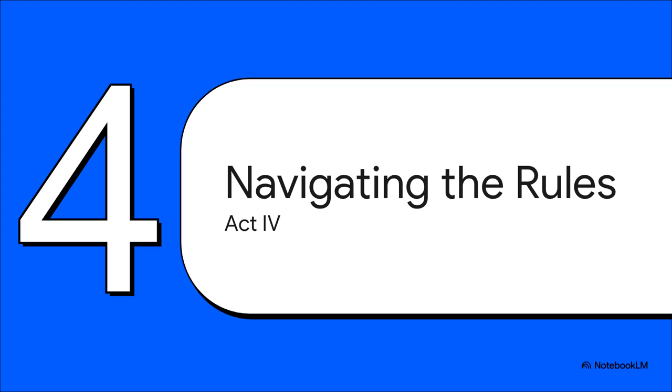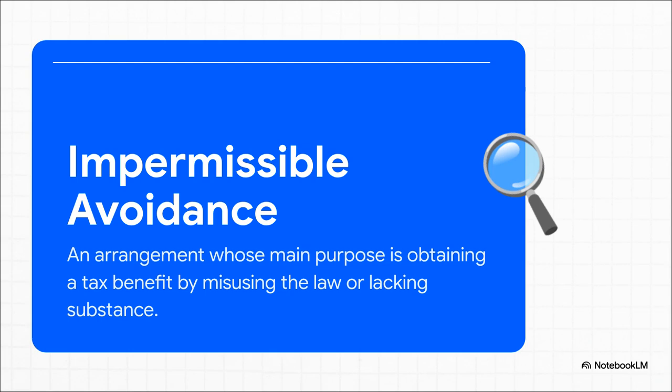And that brings us to Act 4. To stop people from gaming the system, the code has a really powerful tool called GAAR, the General Anti-Avoidance Rule. You'll find it in Chapter 11. It specifically targets something Clause 179 calls an impermissible avoidance arrangement. Basically, this is the system's watchdog. It's on the hunt for any deal that has no real business purpose and was created only to get a tax break by finding a loophole. It's literally how the code polices itself.